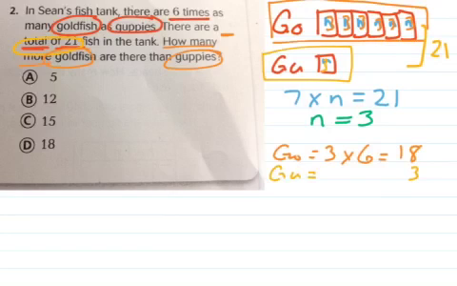Now I need to subtract because I need to find how many more. Okay, subtract 18 minus 3. 8 minus 3 is 5. And I bring down my 1 and I get 15. So I'm going to write, well, I have to look in my problem and I see that 15 is C. So that's my answer.